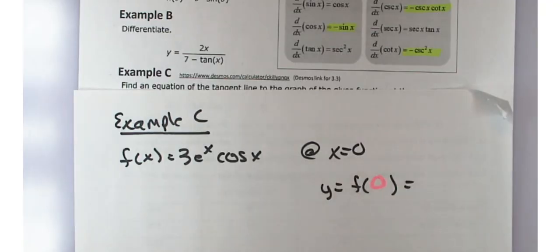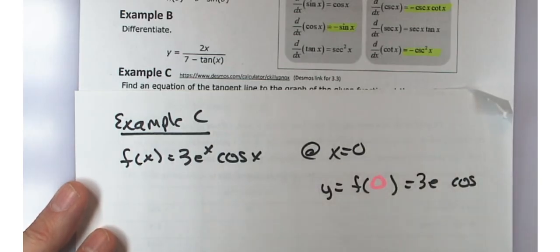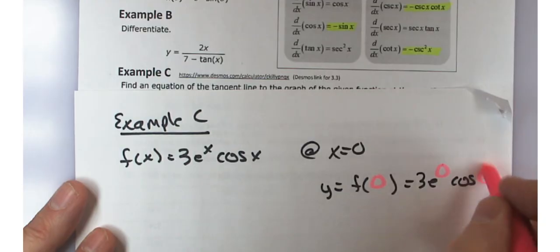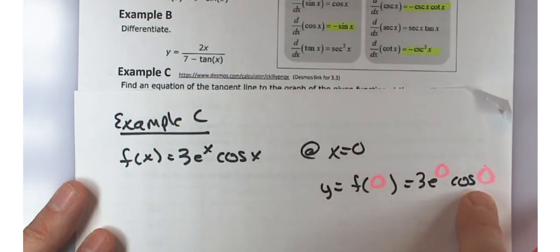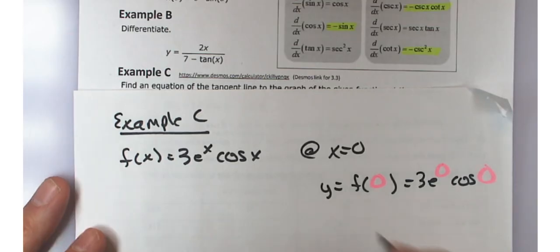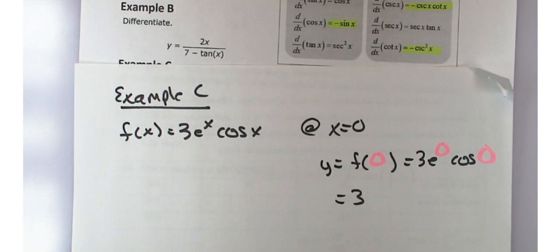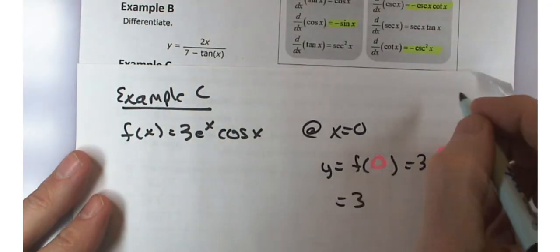What's f of 0 going to give me? Yeah, it's going to give you 3. So e to the 0 is 1, cosine of 0 is 1, times 3 is 3. So you should be able to get that point for yourself. WebAssign seems to always give you that point. I will ask that you find that point. So I'm just giving you a heads up on that.